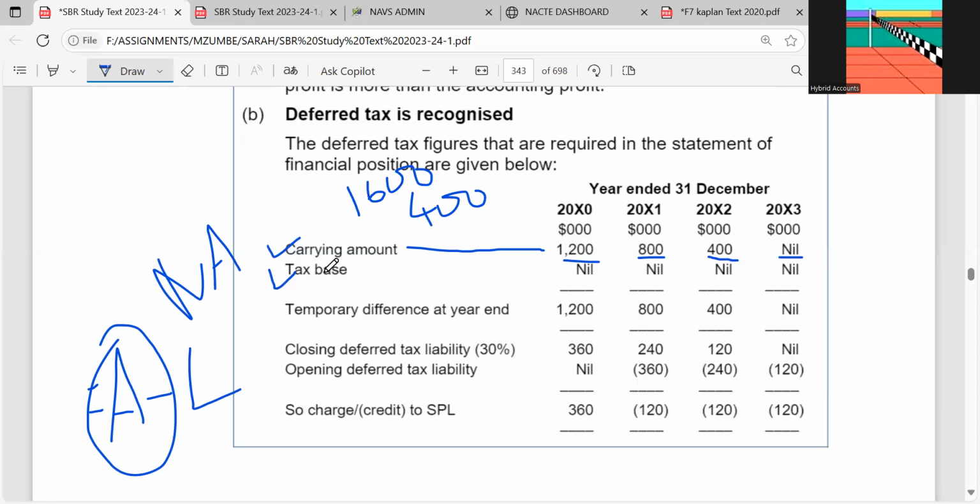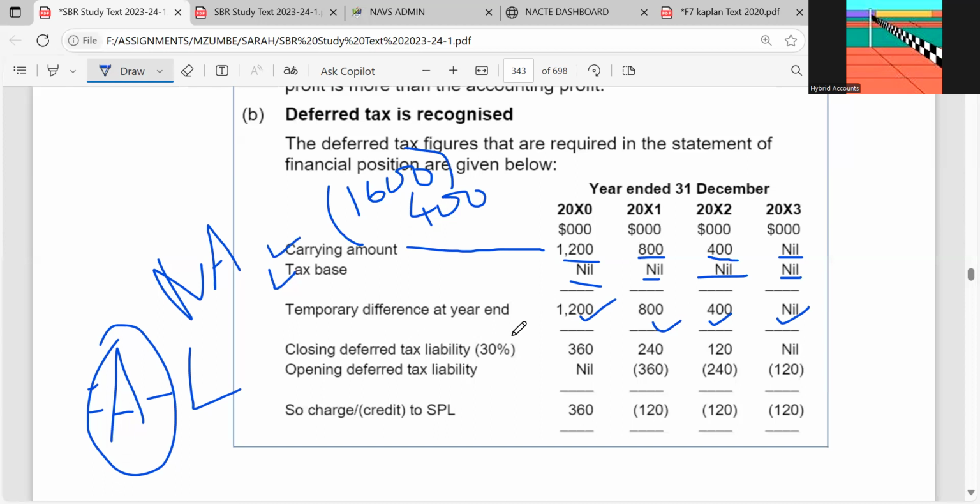For tax purpose now, we are told that we have the depreciation at 100%. So just in the first year, we are going to deduct all of 1,600. It is all going to be deducted, right? That's why at the end of the first year, you have nil. Second year, nil. Third year, nil. And fourth year, nil. Then you take the difference between carrying amount and tax base. If you deduct, you get this one minus this one is 1,200. 800 minus nil, 800, 400, and nil here, right? So now what you are going to do, you take 30% of this figure. 30% of this figure would give you what?